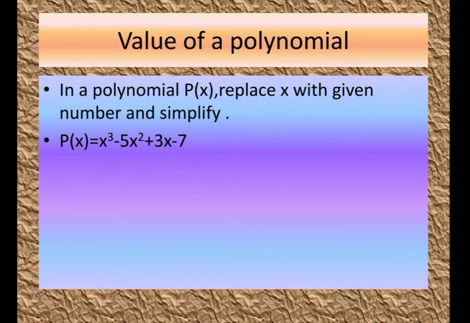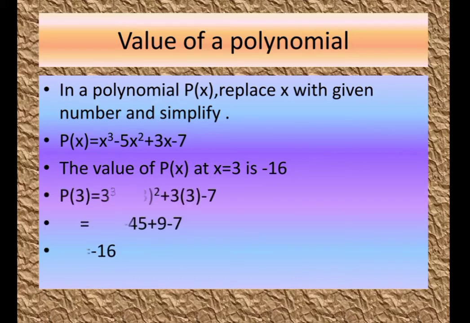P of x is equal to x cube minus 5x square plus 3x minus 7. The value of p of x at x equal to 3 means we need to substitute 3 instead of x. That is, p of 3 equals 3 cube minus 5 into 3 square plus 3 into 3 minus 7. After simplification, we get the answer as minus 16. So minus 16 is the value of p of x at x equal to 3.